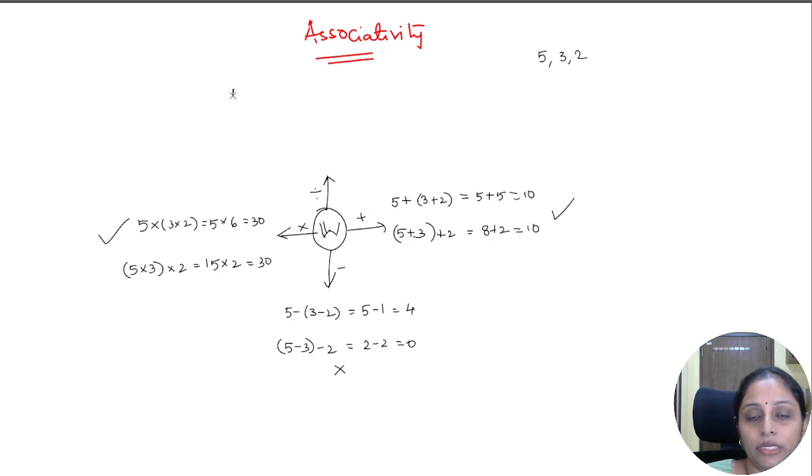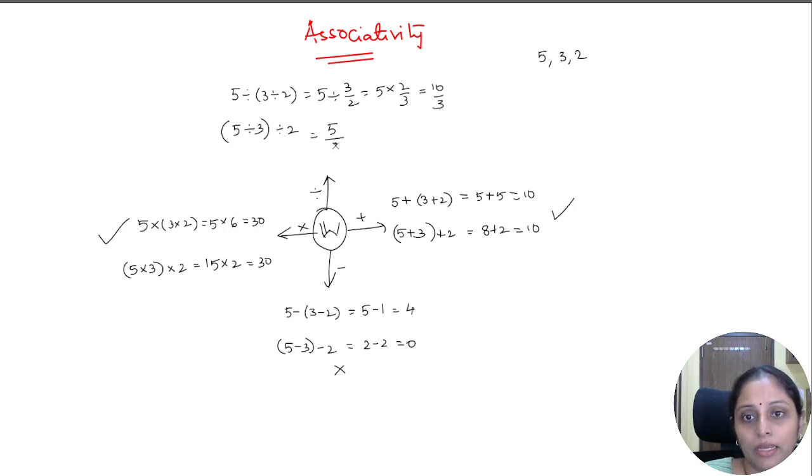Now coming to division, (5 divided by 3) divided by 2 as opposed to 5 divided by (3 divided by 2). Now this is 5 divided by 3 by 2, which is equal to 5 into 2 by 3, which is equal to 10 by 3. Whereas here this is 5 by 3 divided by 2, which is equal to 5 by 3 into 1 by 2, which is nothing but 5 by 6. Now here these two are not equal. In fact, they are not even whole numbers. So you can conclude that division is not associative for the set of whole numbers.